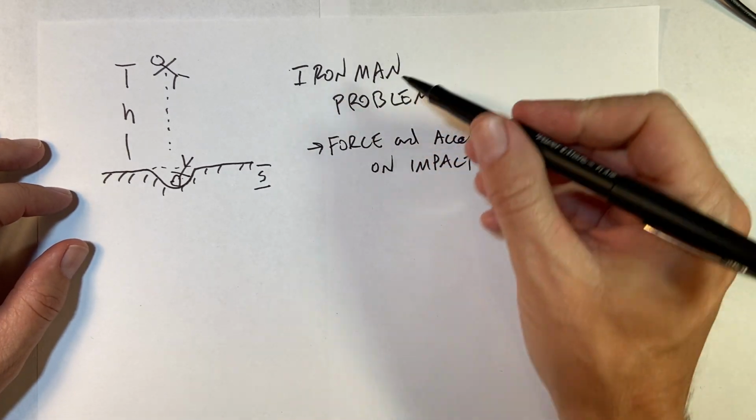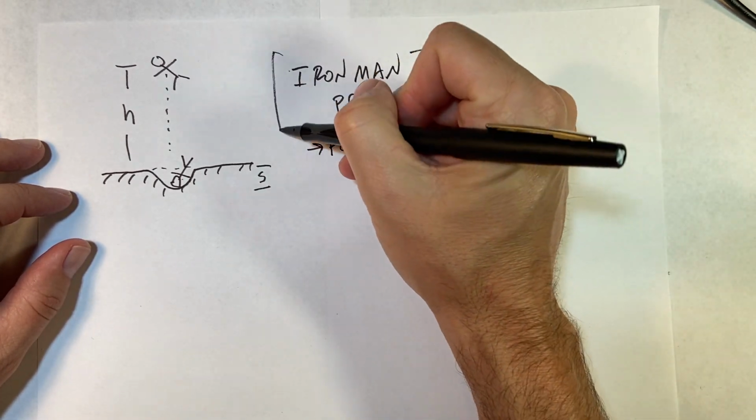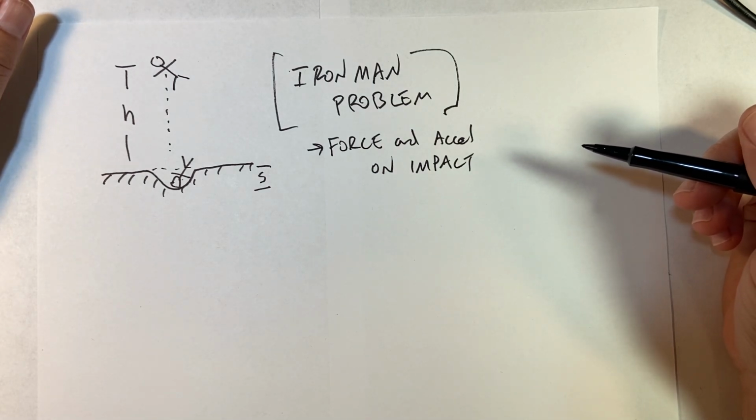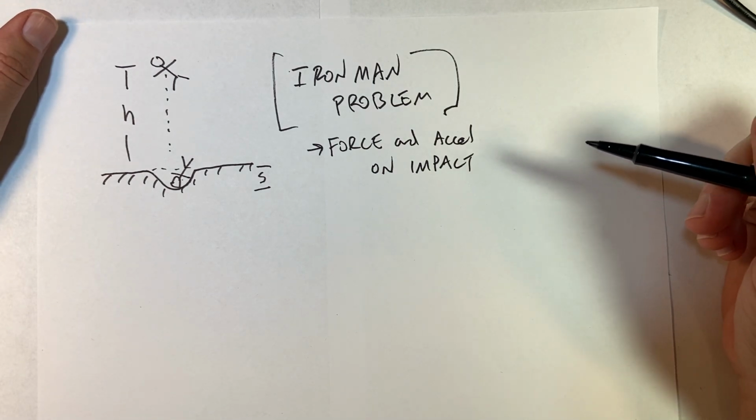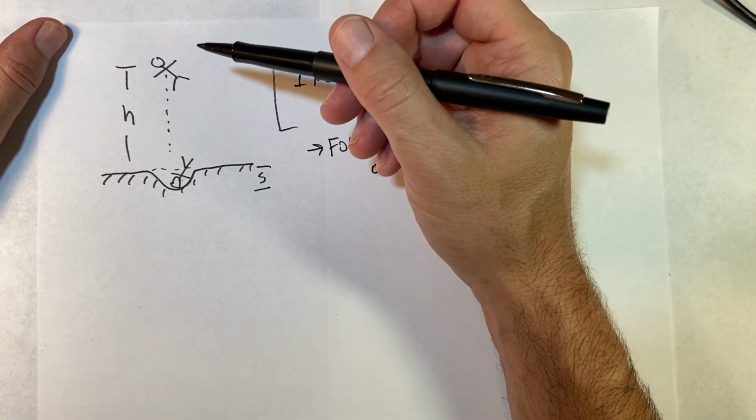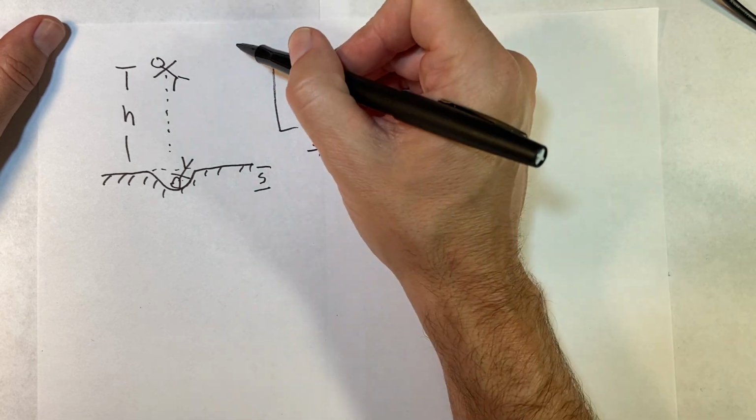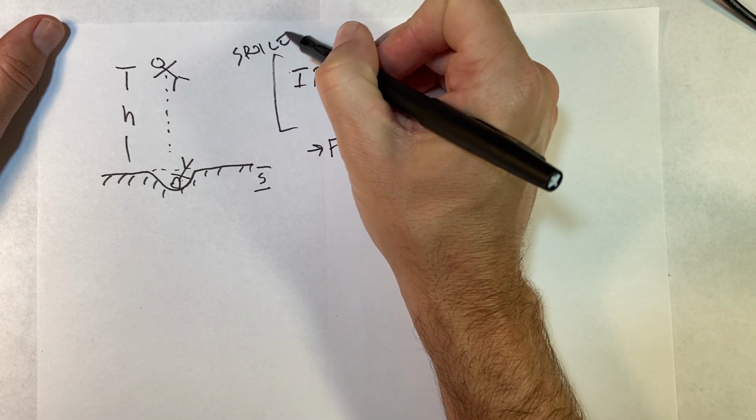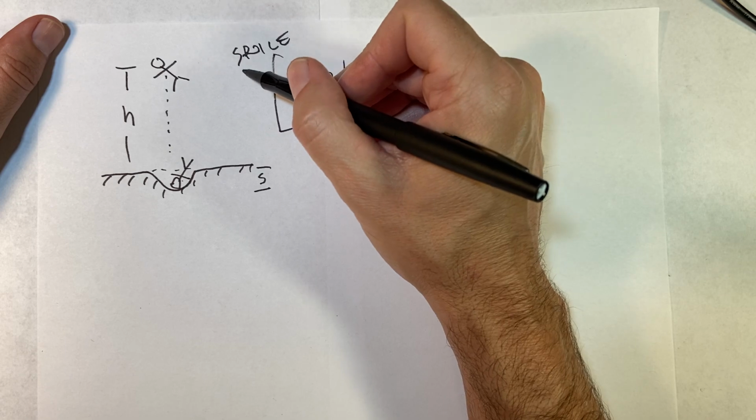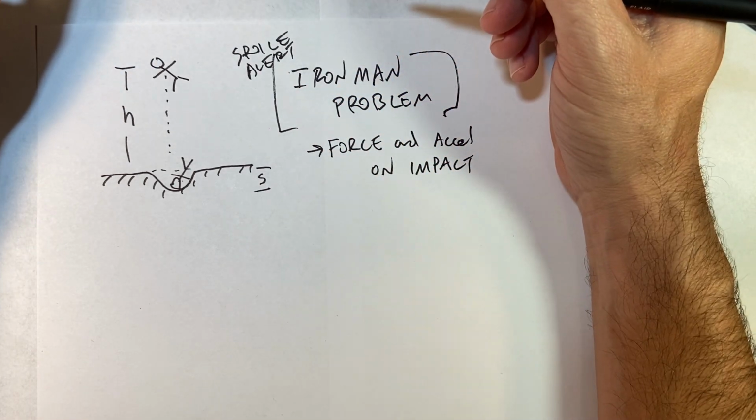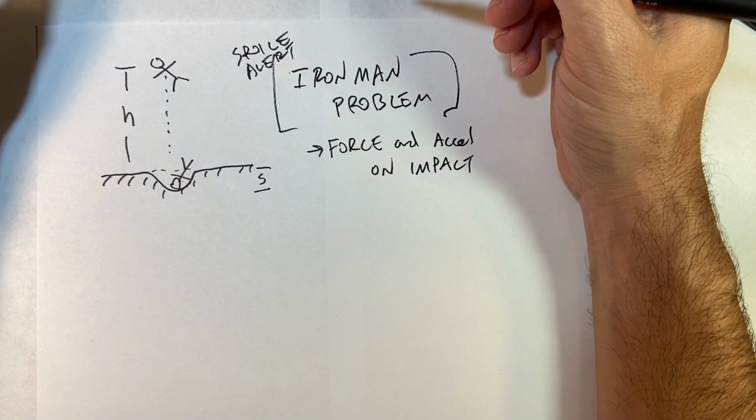So this is what I call the Iron Man problem. If you saw Iron Man, and if you didn't, you should, because it's really important in the Marvel Cinematic Universe. Spoiler alert. But if it's over 10 years old, then it's not a spoiler, I don't think. That's just me.